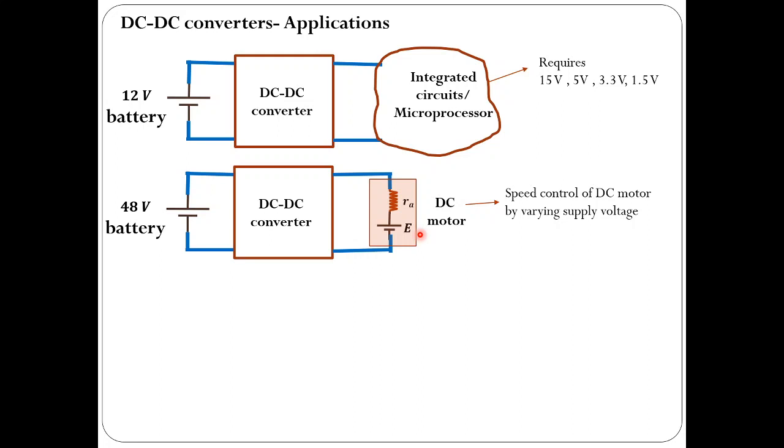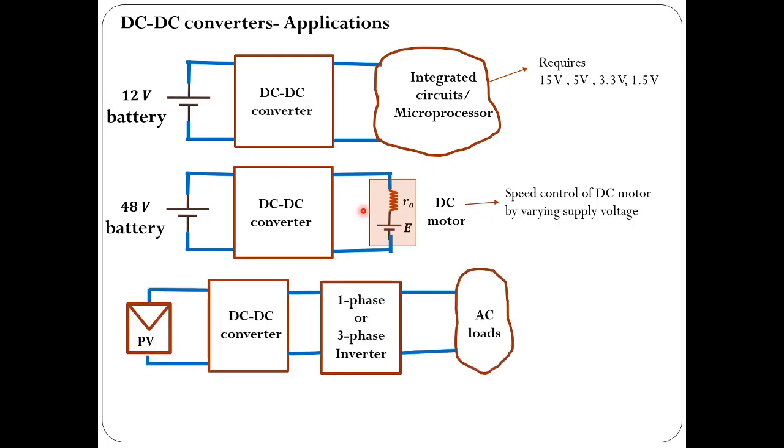If you look at it, the battery voltage is fixed. So how can you obtain this variable DC from this fixed DC? Again, using the DC-DC converter. Using a control circuit, one can control the output voltage of the DC-DC converter at the required level so as to control the speed of the motor. So this is also one of the important applications.